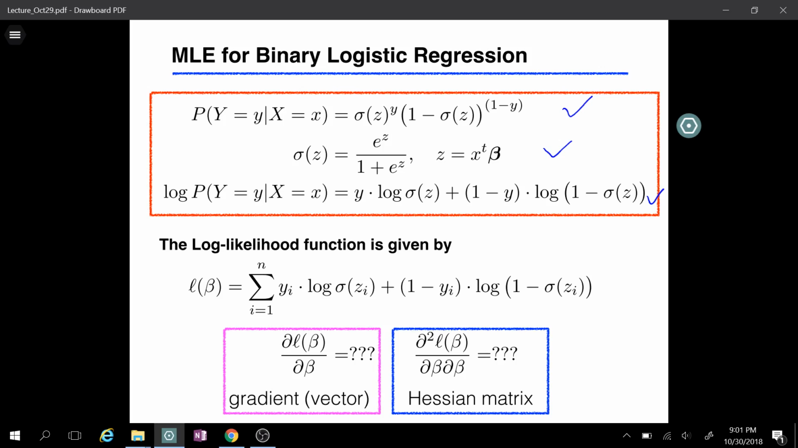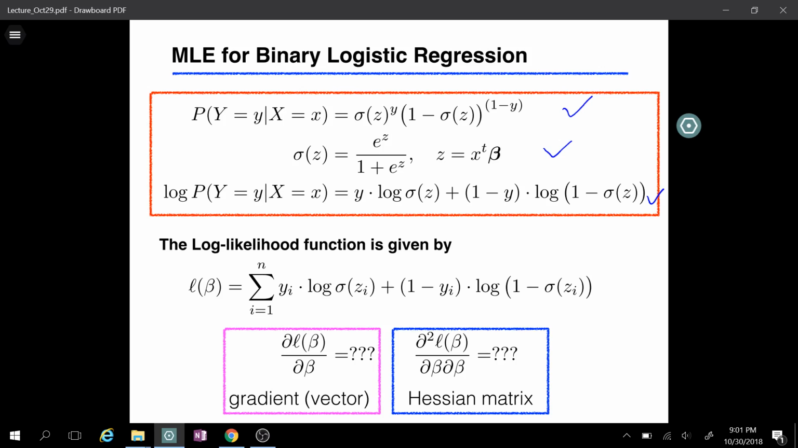And what we're going to do next is just take the derivative with respect to beta, set the gradient to 0, and then solve it. You're going to find out it's different from the linear regression model. When we take the derivative and set it to 0, the solution is not in closed form. So we have to use some iterative algorithm to find the root of the derivative.